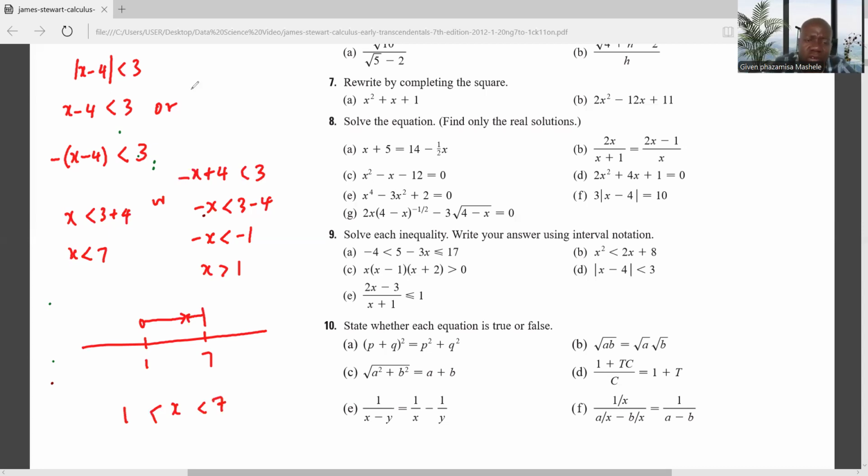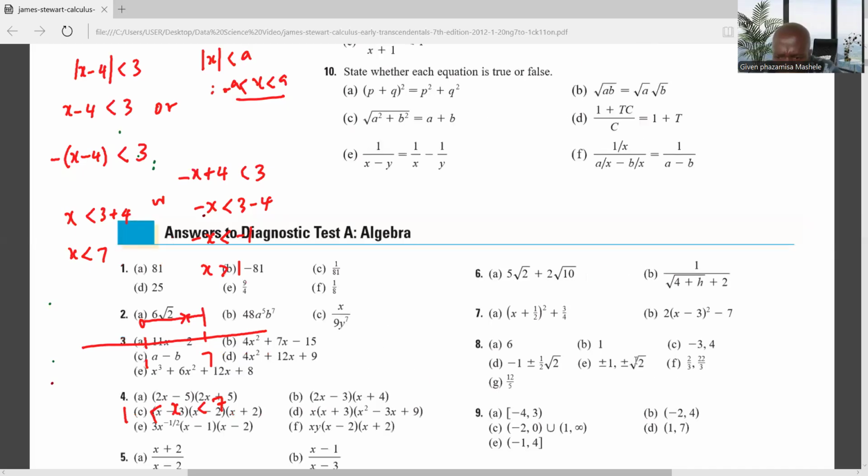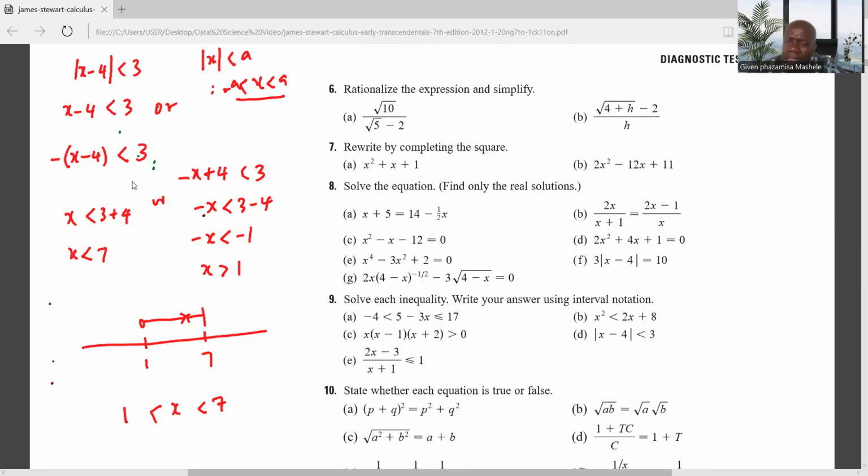Why? Because look at what we said. When the absolute value is less than a, it means that your x should be between minus a and a. I think I spoke about this. So let's check here. If you check, which question was that? It says it's between 1 and 7, so this is the answer. But some of the things you learn when you go to university. Just as a background, this is just to check your level of understanding from grade 12.